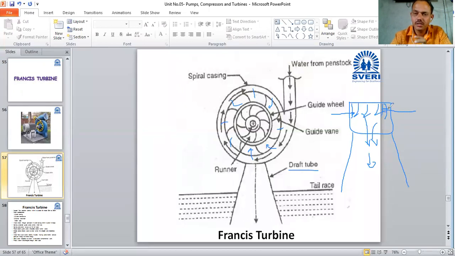So if you observe here, the water enters into the turbine radially. Okay, water enters into the turbine radially and leaves axially. It means this one is mixed type flow turbine. In Pelton wheel, the flow is tangential, so this one is the tangential flow turbine. And now here, if the flow enters radial and leaves axial, such turbines are mixed type flow turbine.